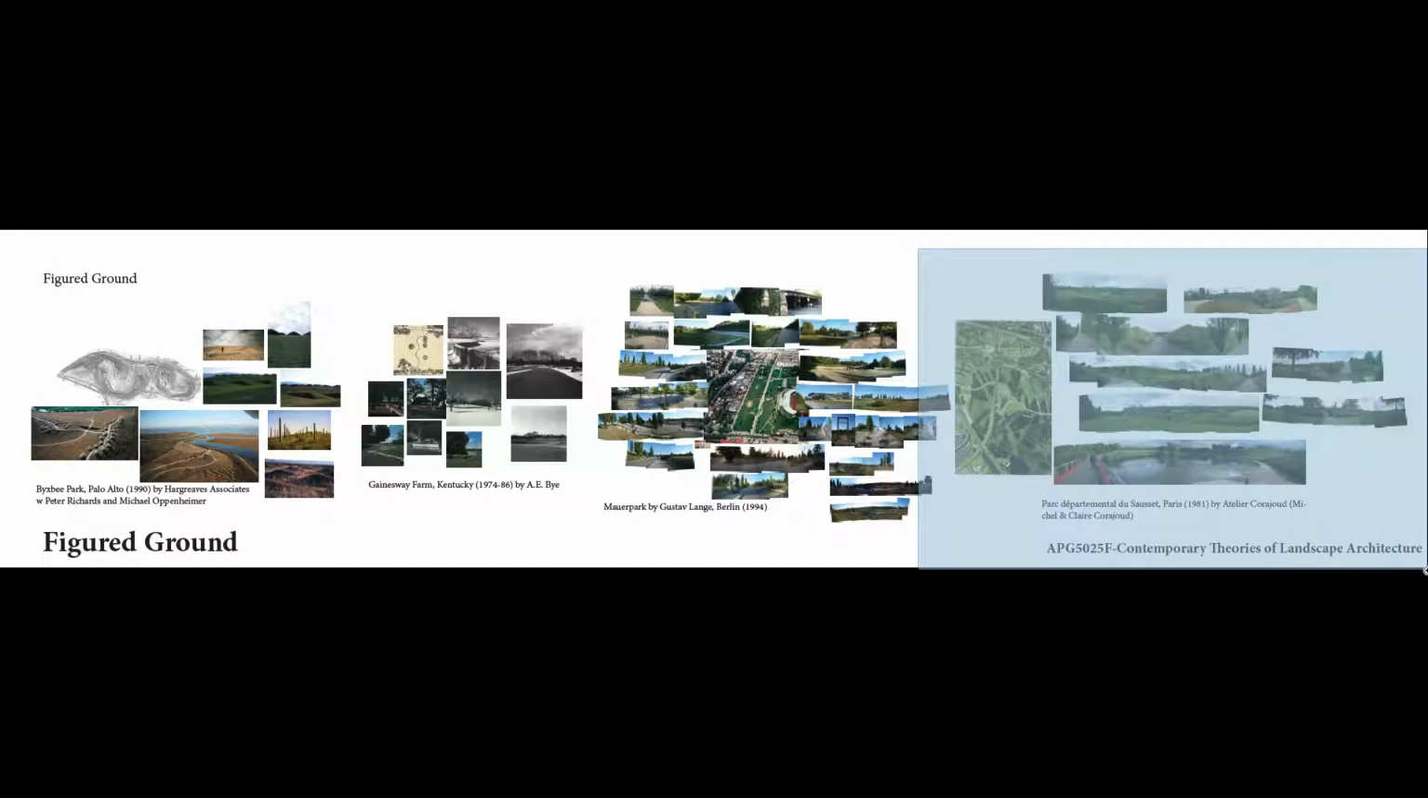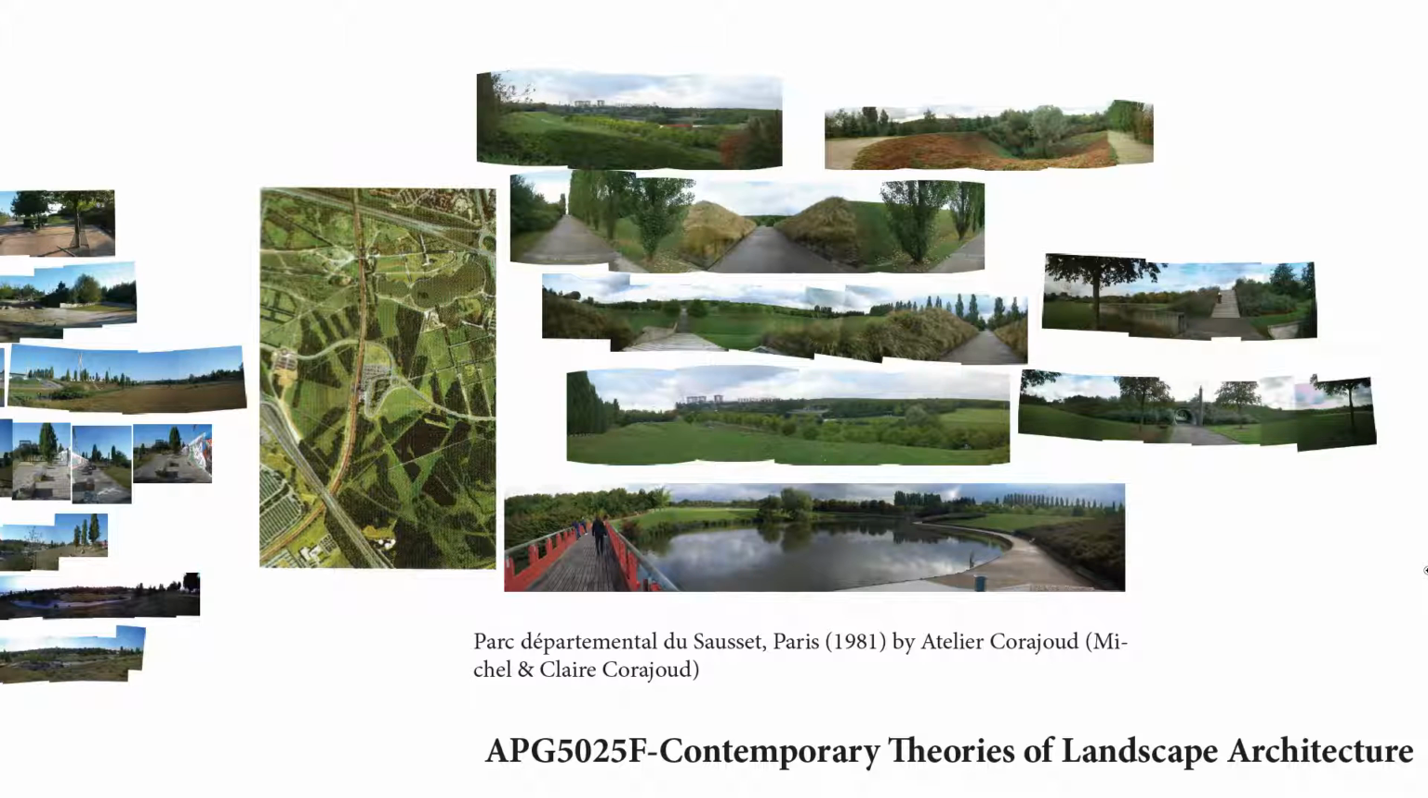This project here, Parc Departemental Associate by Atelier Corrigou, is also a fantastic project in how this operates. And I've always used this as a way to explain scale in landscape. You know, this is a really massive piece of parkland near the airport in Paris. And there's a nice move that happens here where you can see this mound along the top here.